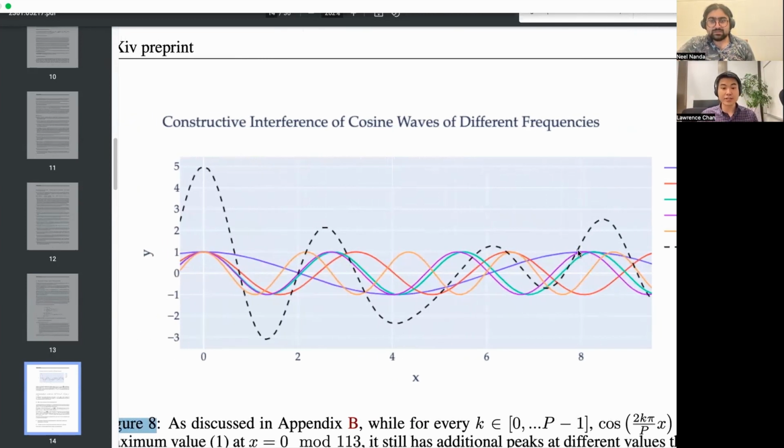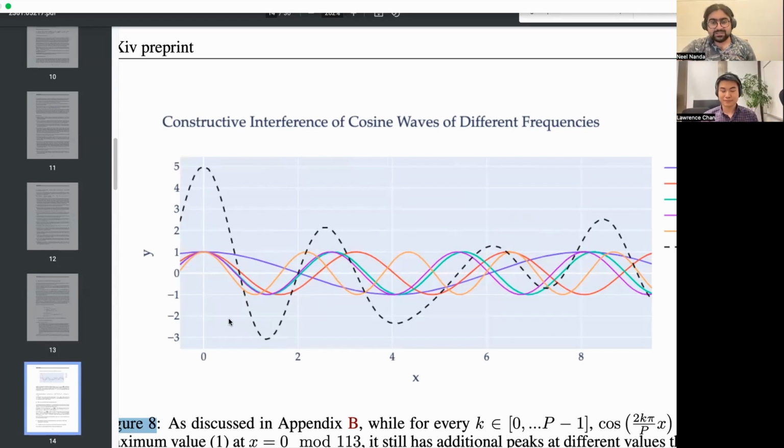So if the network just used a single frequency, cosine 14 or whatever, the network would assign very high logits to some answers which are equal to 8 mod 113. And this is bad, right? The network is going to assign very high probability to things that it doesn't want to assign high probability to. So instead, what the network does is it adds together a bunch of other frequencies. This dashed black line is the sum of all 5 frequencies, and you can see that it is actually much, much larger at x equals 0 than it is at any other x.